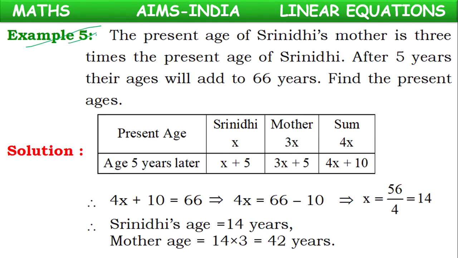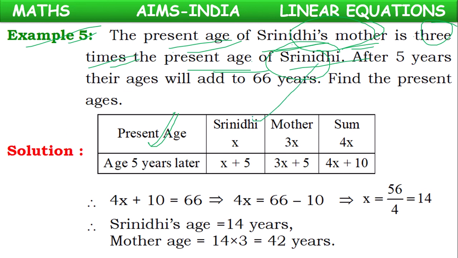Another example, children. The present age of Srinidhi's mother is 3 times the present age of Srinidhi. So present age. Srinidhi's mother's age is 3 times the present age of Srinidhi. Mother's age comparing with Srinidhi's age. So that's why we have to assume Srinidhi's age as x. Then her mother's age will be 3 times Srinidhi's, means 3x. Then sum will be 4x. This is in the present situation.